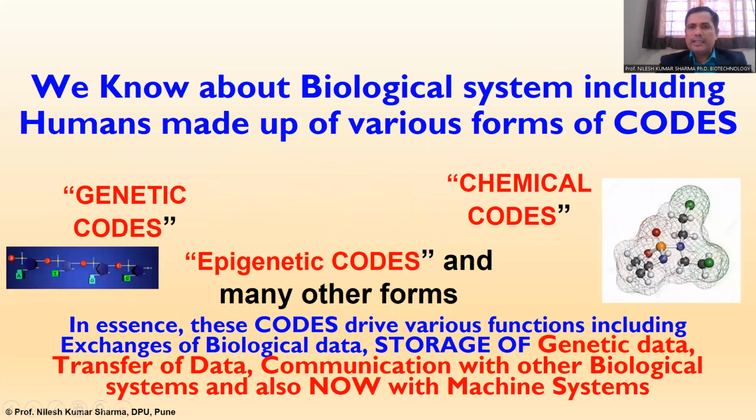So first we have to understand the biological system. Biological systems are made up of one cell, two cells, 10 cells, or billions of cells, like the human system, or trillions of cells. So biological systems are made up of tiny, small cell systems. And what is this cell?